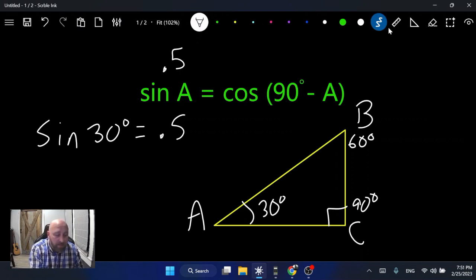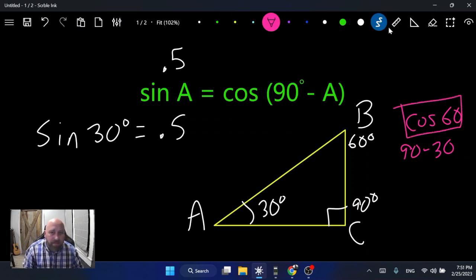So if we take this cosine, let me change colors here. I'll do it right over here. So cosine of 90 minus 30. What's 90 minus 30? Cosine of 60. So if we take the cosine of 60, it should give us this 0.5.